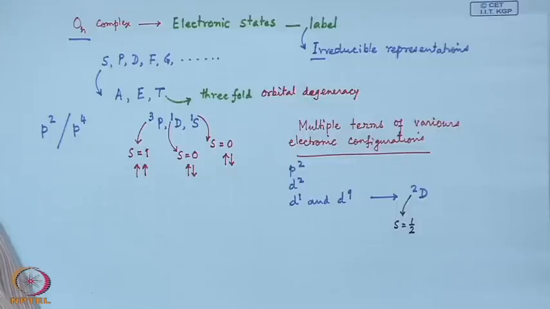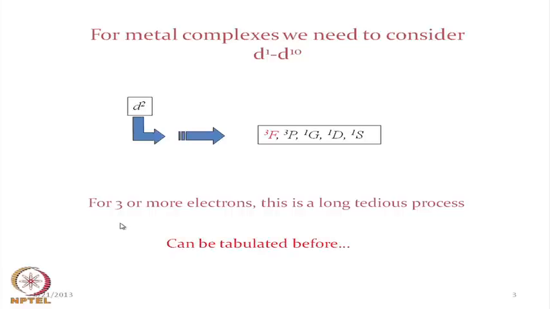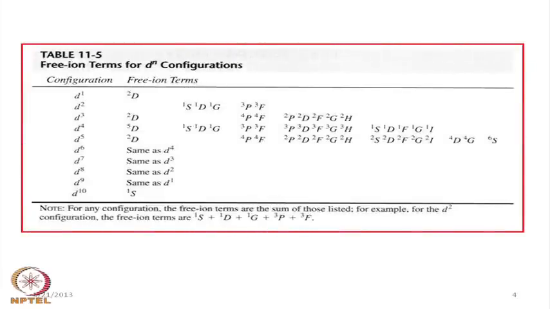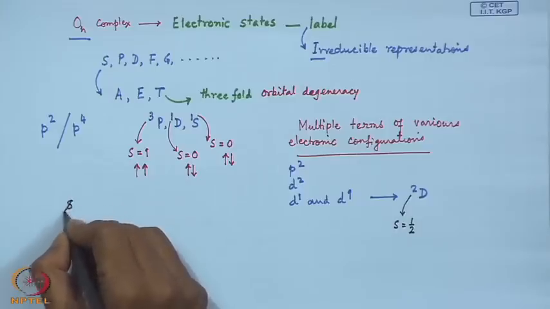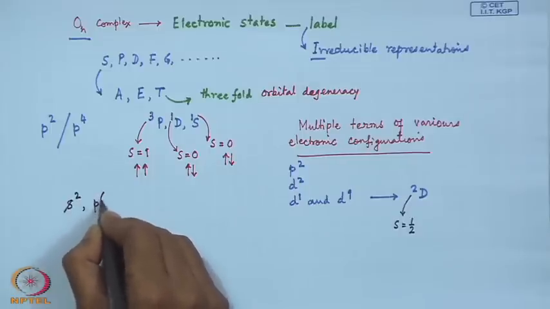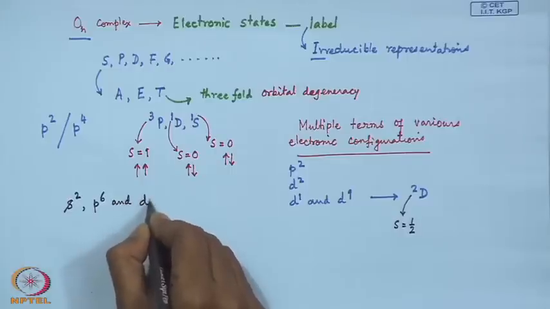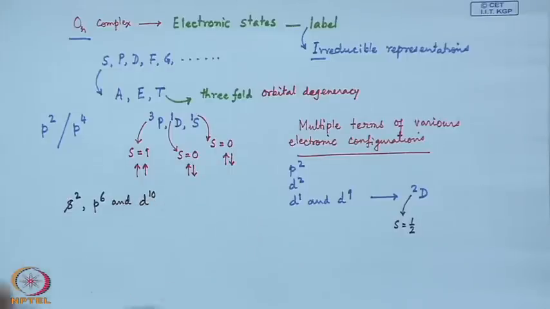So, from d1, d2, d3 and more, we can have the corresponding determinations in tabulated form. What we will be using basically, because we will be interested to know the corresponding terms for a particular electronic configuration, is the tabulated form, where we have all these values. This is a full form of these various electronic configurations, starting from, say, we can also include s2, p6 and d10, because these are the filled levels, when all the orbitals are filled.